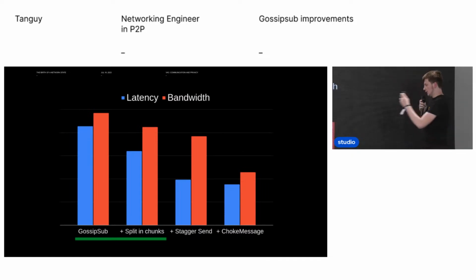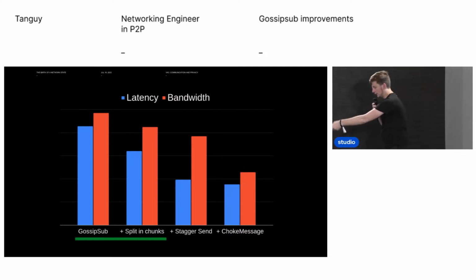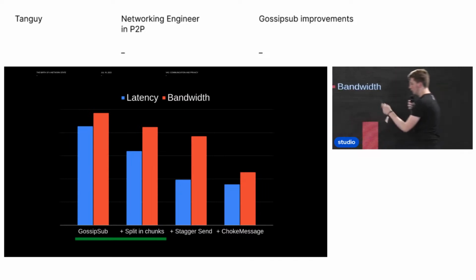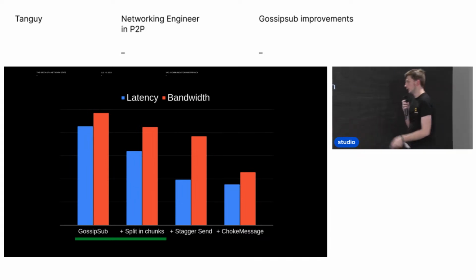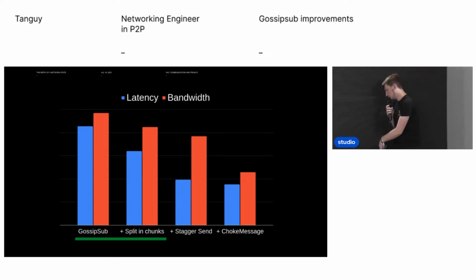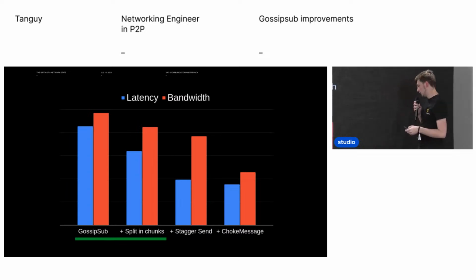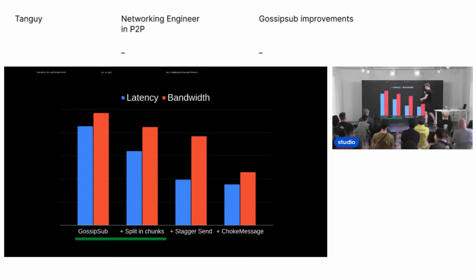So obviously GossipSub, but the splitting in chunks will be part of the Ethereum next upgrade, so you will already have this kind of boost in latency and bandwidth. And the other ones are going to come along. Choke message is probably going to be in a few implementations by then also. Stagger send is the most complicated one to implement, for a reason I won't go into, so it will probably come a few months after the upgrade.